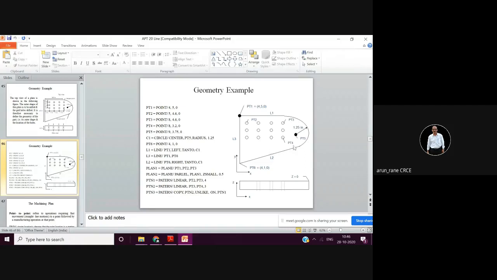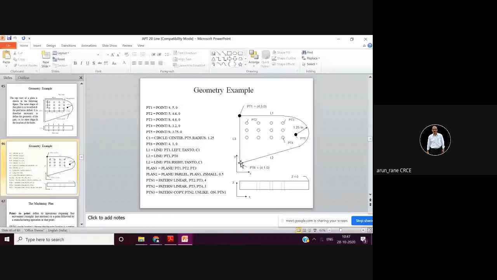So now C1 is nothing but a circle, and center is point 5 and radius is 1.25. Then we are defining point 6. Where is your point 6? Point 6 is this. It is at a distance of 4 inch in x direction, 1 inch in y direction, and at this level.